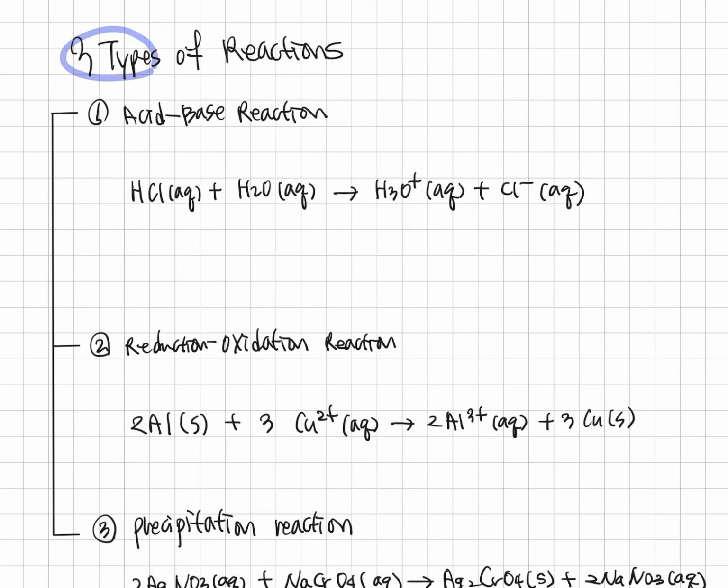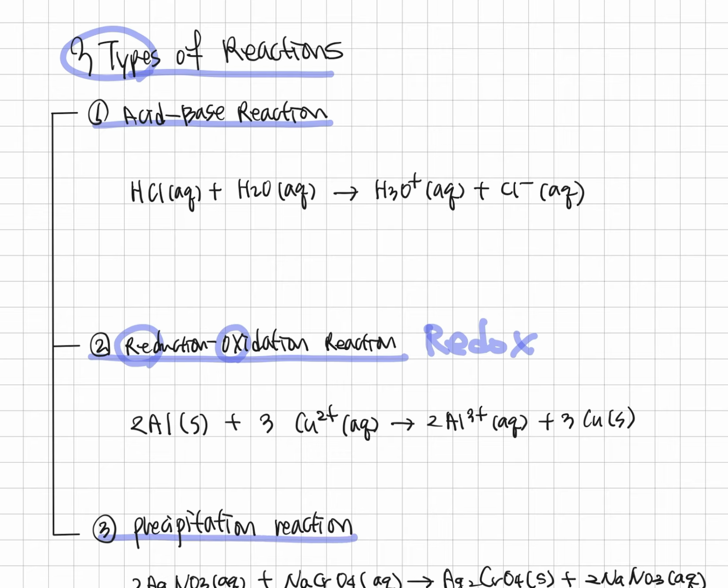I'm going to talk about the 3 types of reactions in the AP Chem curriculum. The first one is the acid-base reaction. The second one is reduction-oxidation reaction, which we also call redox reaction. And the last one is a precipitation reaction. So the first one, the acid-base reaction.